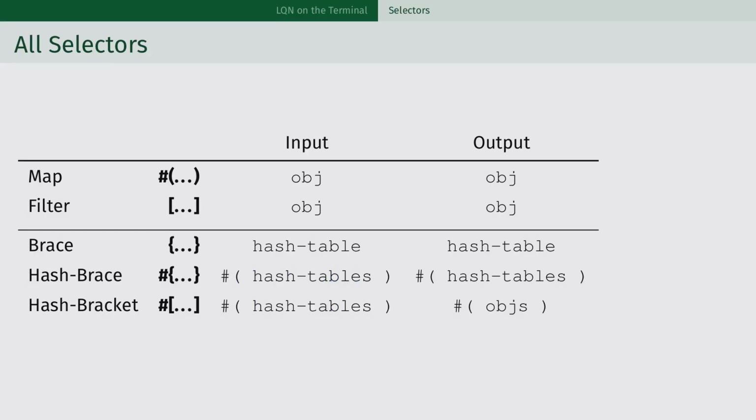There are other selectors. We already see in map and filter. I call them selectors. Maybe you'll disagree with that term, but the brace selector does what you will expect. Probably it expects a hash table as an input, and it outputs a hash table. You can select and discard and use the modifiers to drop keys and so on. The hash brace does the same, except it expects an array of hash tables, and it returns an array of hash tables. And the hash bracket does a similar thing, except it always puts the value into an array. So it depends on what your expression does, what the result will contain.